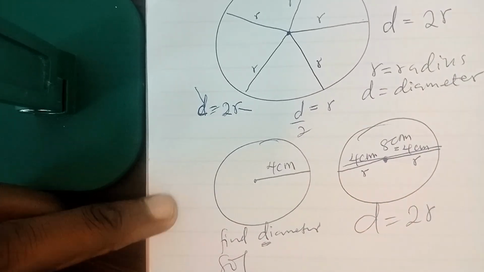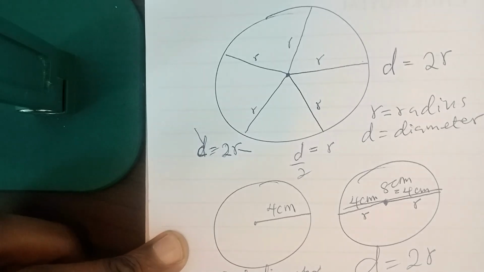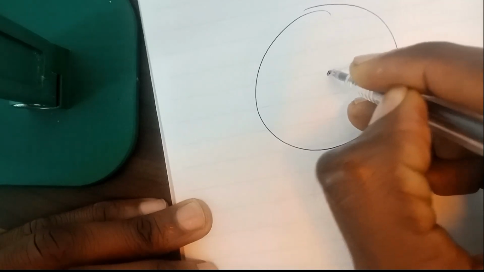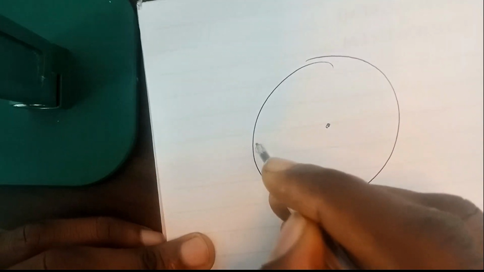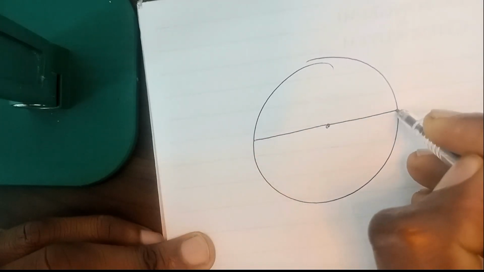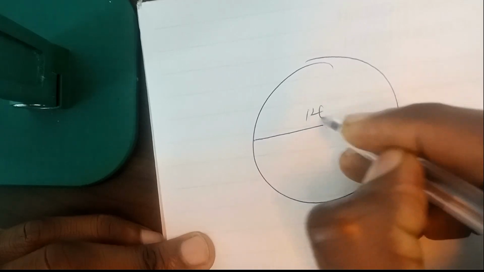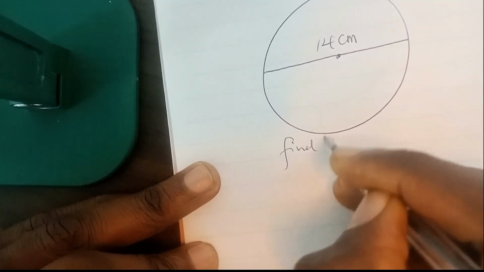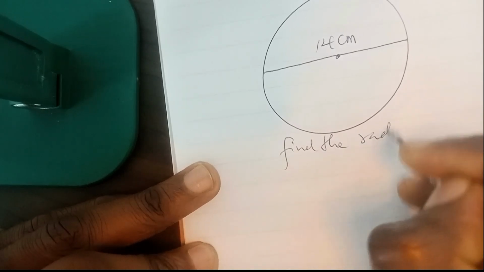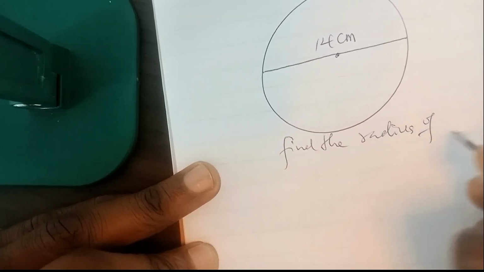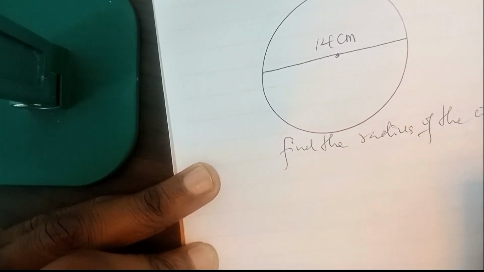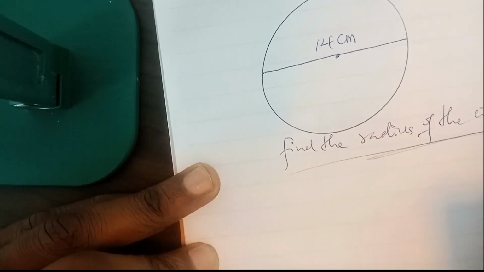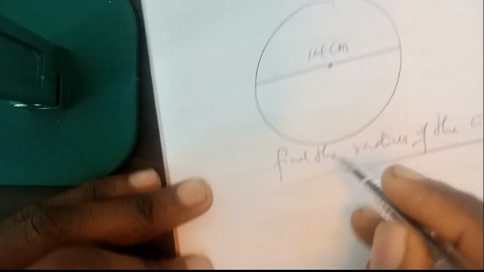Let me quickly take you also through another question. So let's see this as a circle, and we have this as our midpoint, which is the center of the circle. Let's say we have our diameter to be 14 centimeters, and you're asked to find the radius of the circle. So how do we find the radius of the circle?